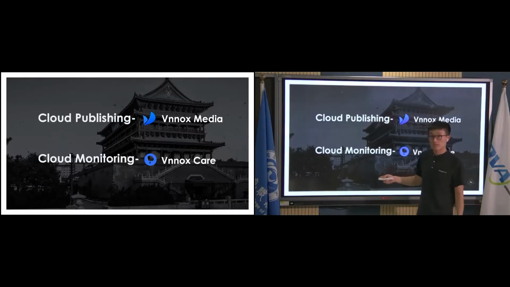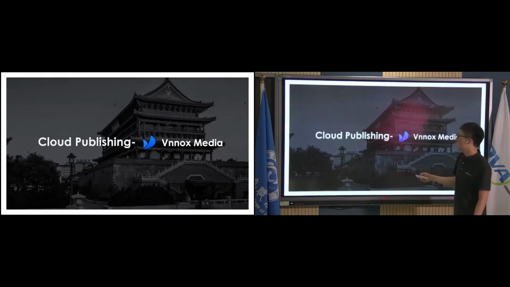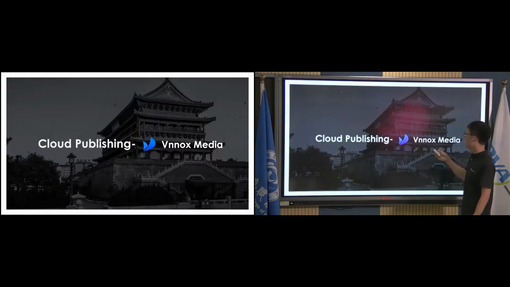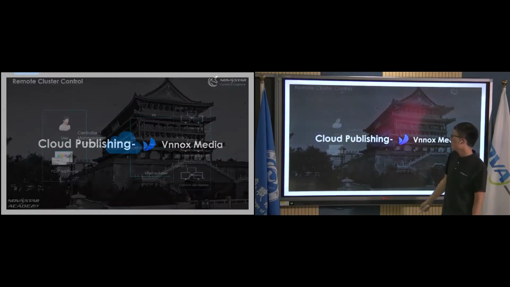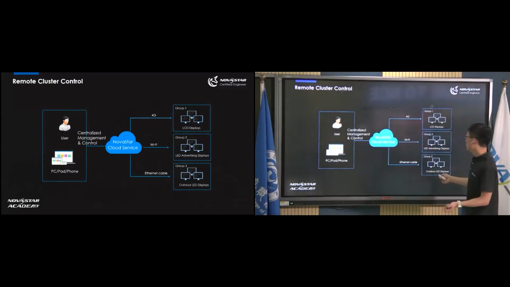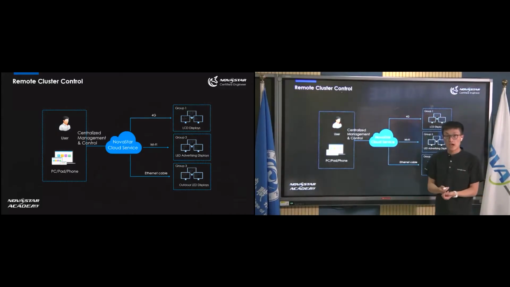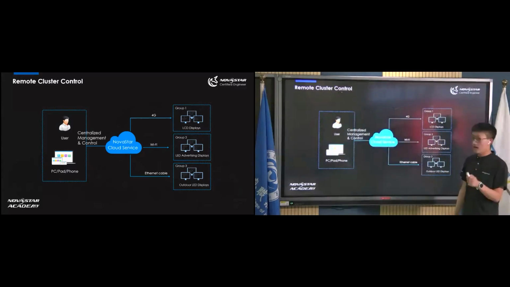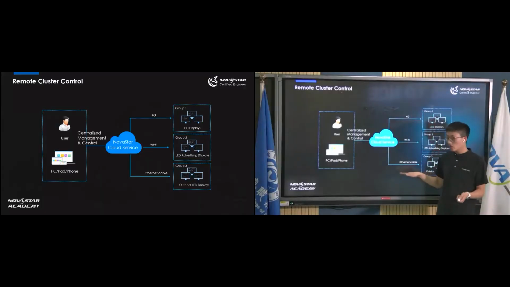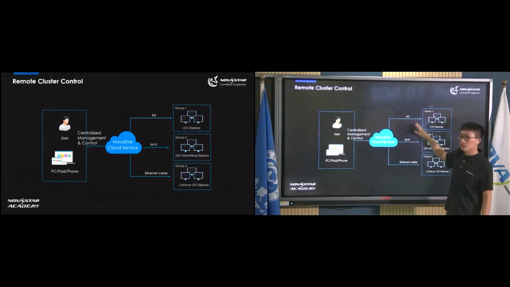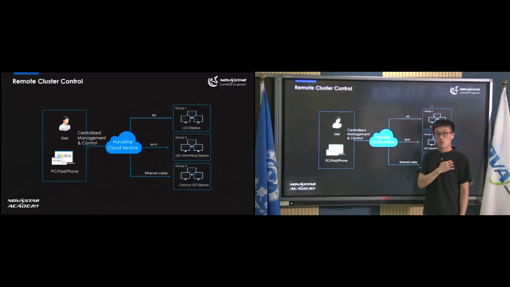And how does it work? Let's see. First, I will introduce the Vinox media. The system is very simple. Make sure that your device is online. There are 3 ways for the terraspokes to get online. You can use the Ethernet cable, you can also use Wi-Fi, and a 4G SIM card is also supported.